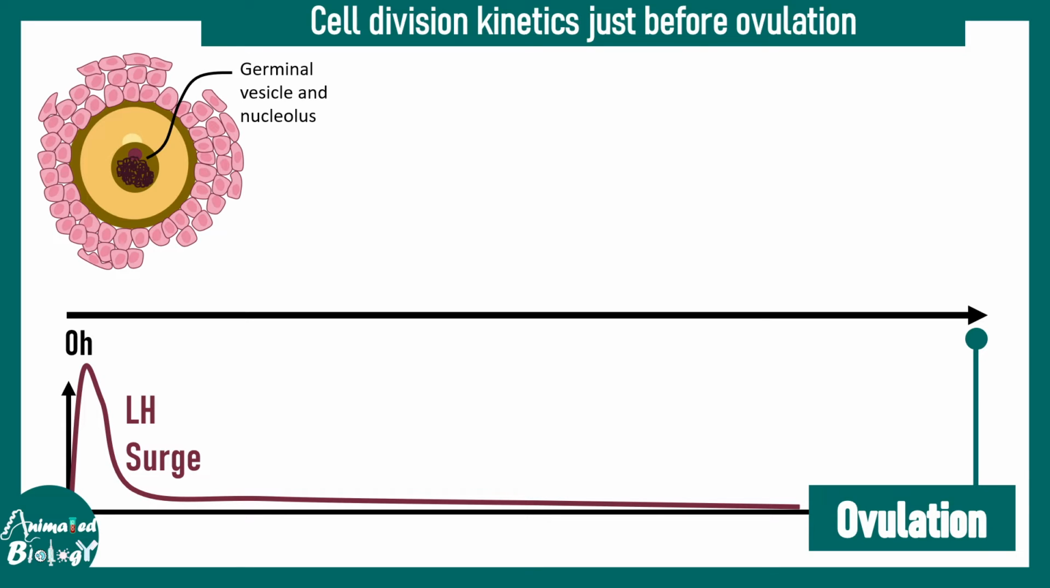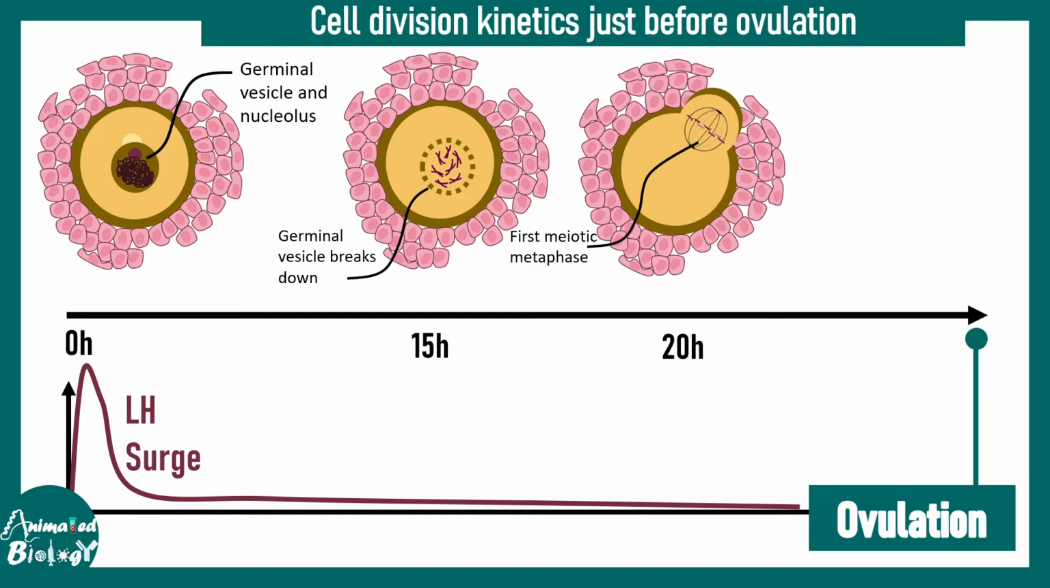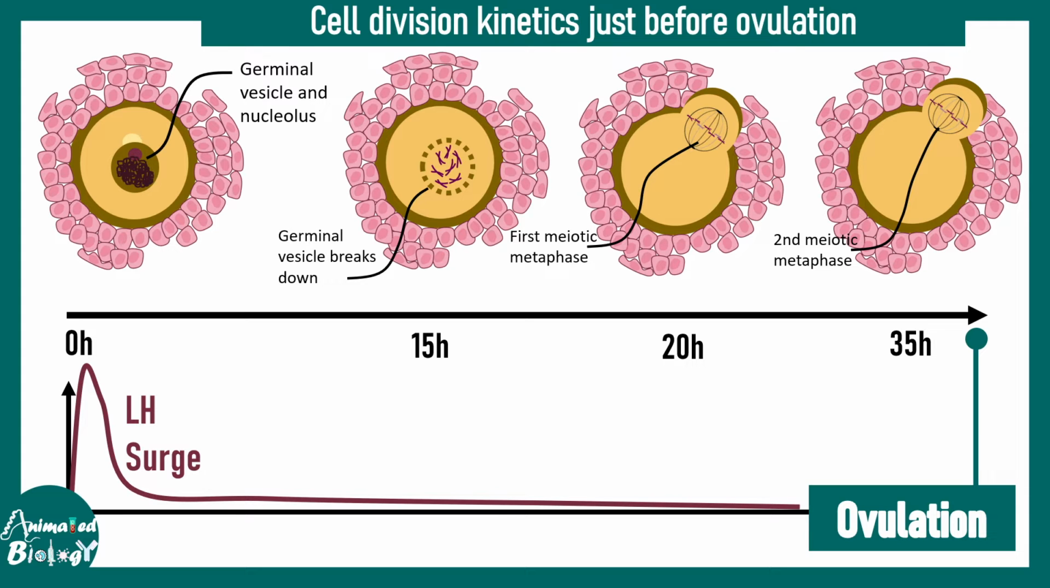At the 0th hour, the germinal vesicle and nucleolus are clearly visible. Eventually, the germinal vesicle, the overall nuclear lamina, breaks down inside the oocyte. This happens 15 hours after the LH surge. First meiotic metaphase occurs at around 20 hours. And just before ovulation, 35 hours after the LH surge, second meiotic metaphase is complete. After that, ovulation takes place.